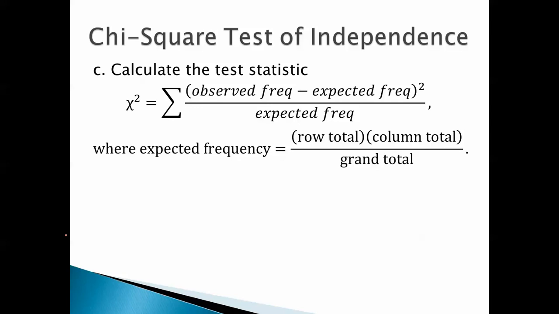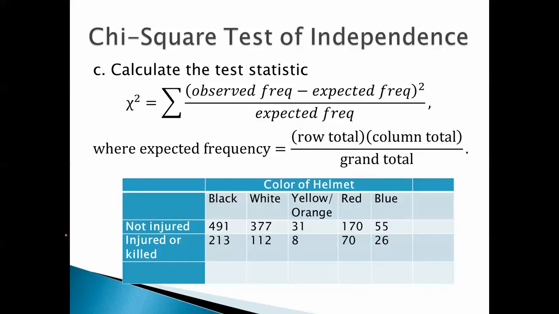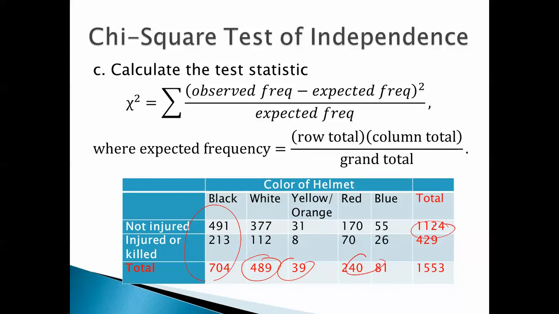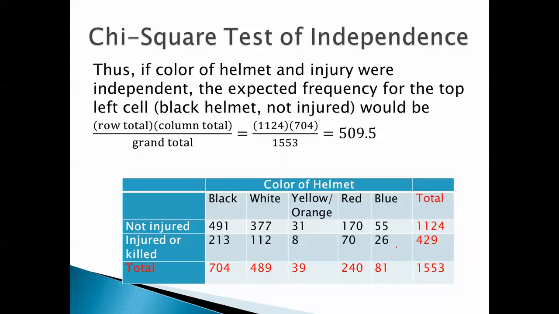Okay, calculate the test statistic. This again is a chi-square test. Same formula, except the expected frequency is the row total times the column total over the grand total. You'll see in a moment what I mean by that. Okay, so here's our chart. These are our column totals here. These are our row totals. That would be our grand total, 1553.